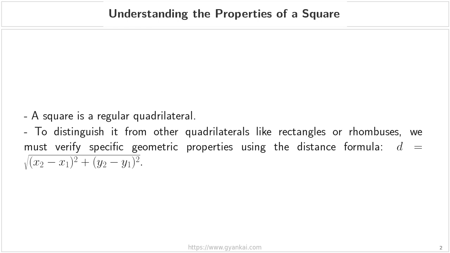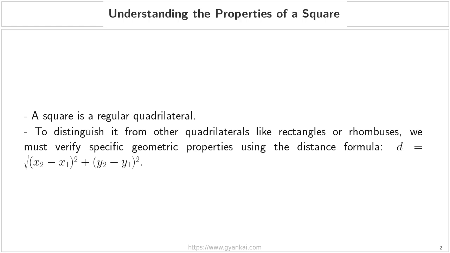However, here is the challenge. If we only check that the sides are equal, we might accidentally be looking at a rhombus. If we only check that the angles are right angles, we might just have a rectangle. To distinguish a square from these other quadrilaterals, we can't just guess. We must mathematically verify specific geometric properties. To do this, our primary tool will be the distance formula.